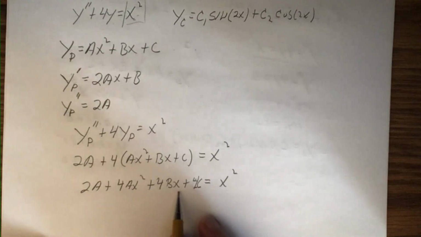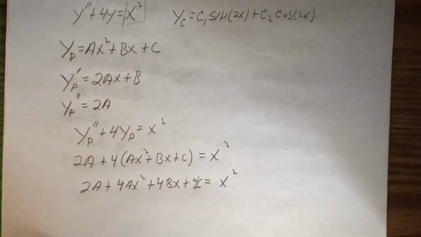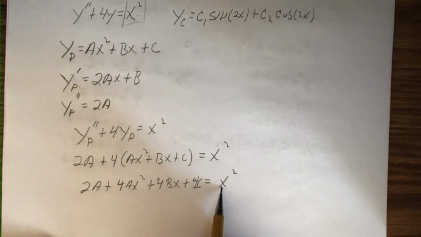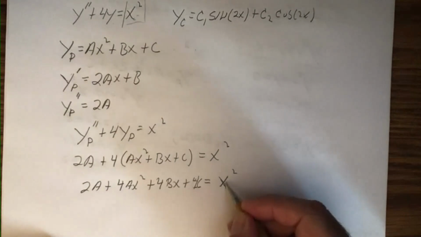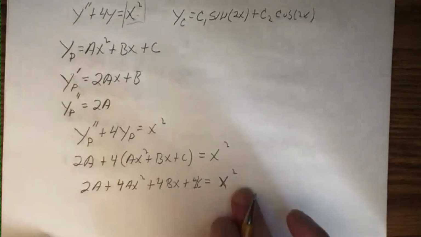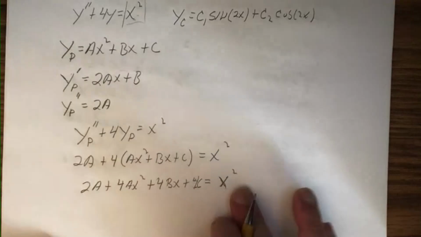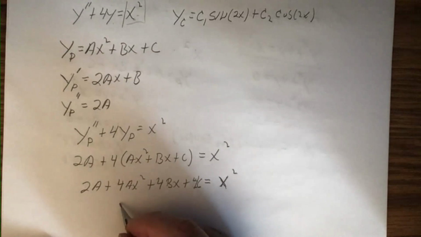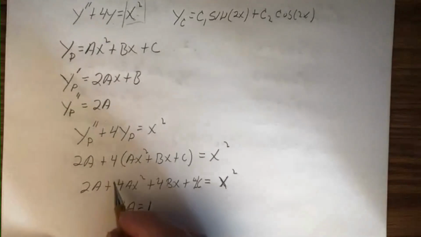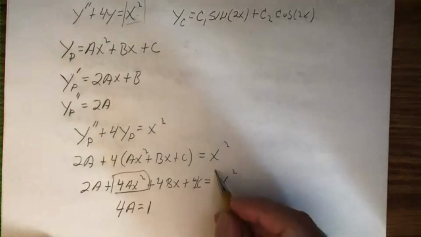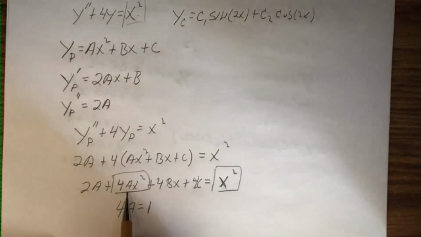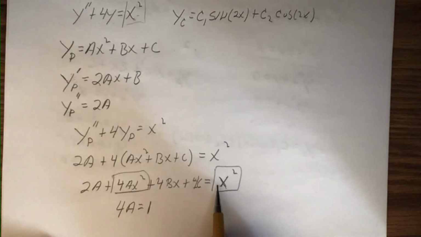No, this is right. Okay. All right, so what we do now is we compare coefficients. Here I have an x squared. Algebraically, this has to be true. So this is telling me, I hope everybody sees, that 4a is equal to 1, because I have this and I have this. The coefficients have to match. So 4a is equal to 1.